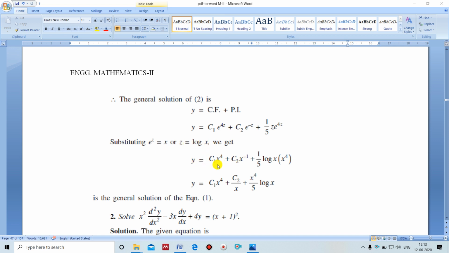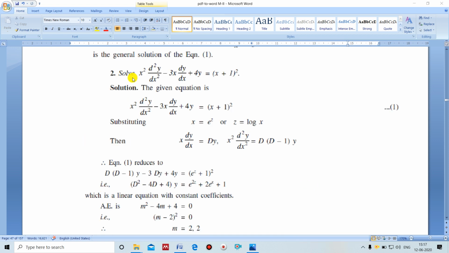So y = c1 e^(4z), which means x^4, plus c2 e^(-z), which means x^(-1), plus 1/5, where z value is log x, into e^(4z), which means x^4. So this is the required general solution for the Cauchy's equation.